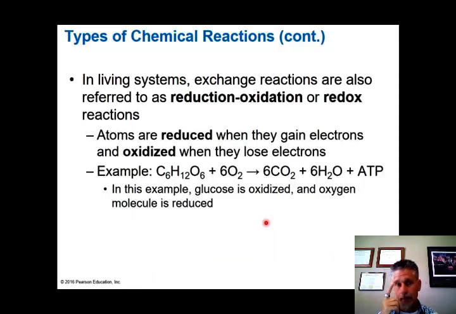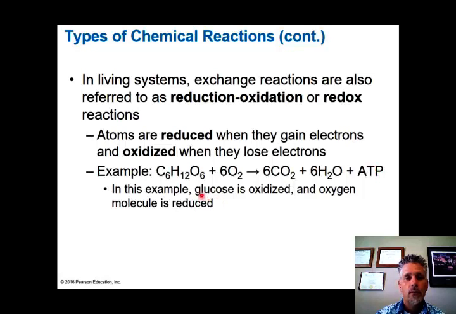Another type of important reaction that we see in terms of an exchange reaction is called the reduction oxidation reaction, or a redox reaction. By definition, atoms are reduced when they gain electrons, and they're oxidized when they lose electrons. So when you look at it, this is our sugar molecule again, C6H12O6, plus oxygen. What happens here, it gets oxidized. So we break down the sugar molecule, we get carbon dioxide, water, and ATP.